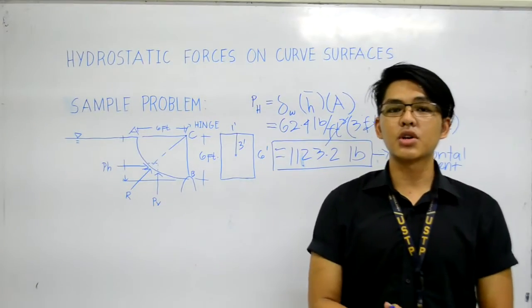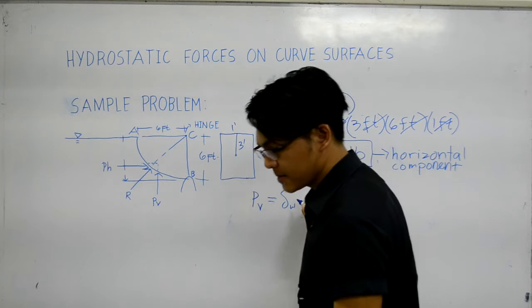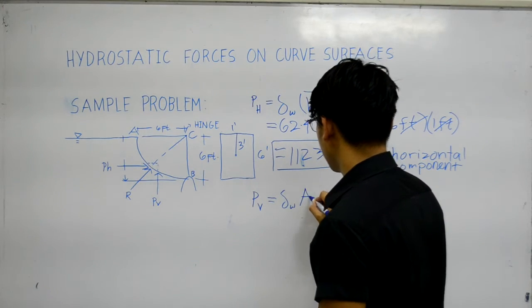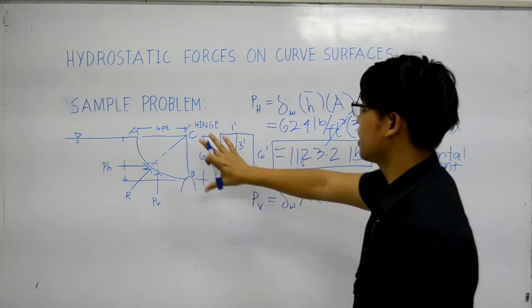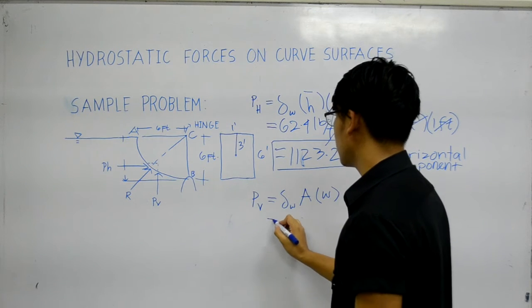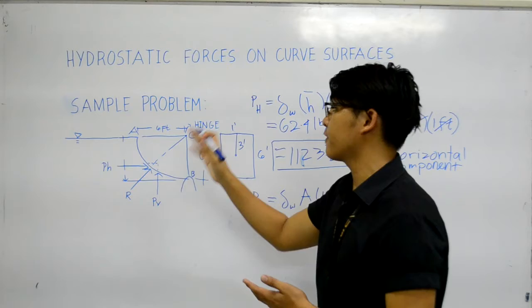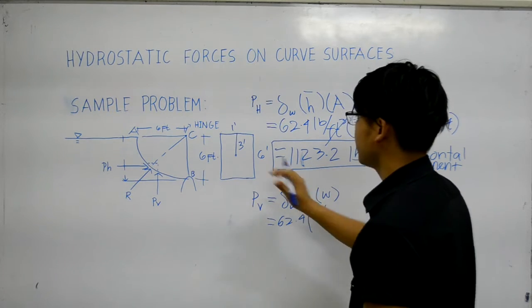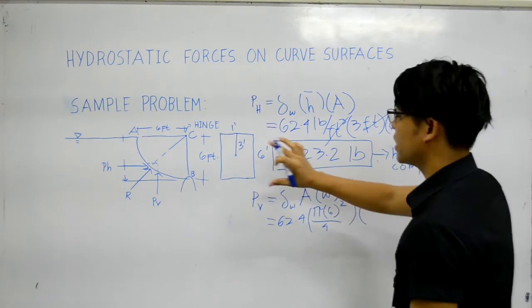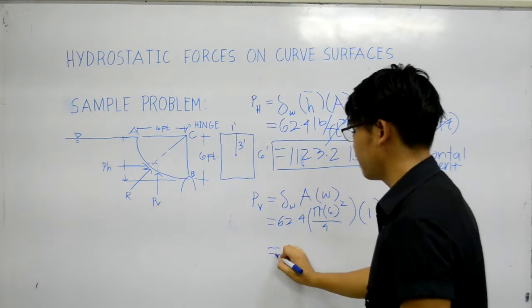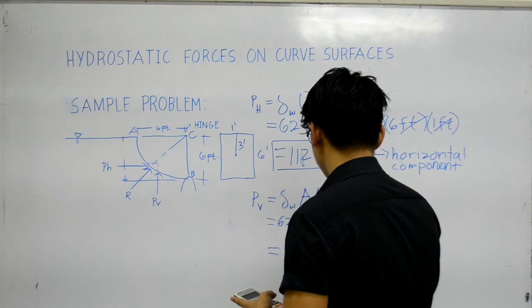Next is the vertical component. To find the vertical component of the resultant force, it is given by the unit weight of the water times the area of the curved surface, and then times the width of the object. So the unit weight of the water again is 62.4, times the area of the curved surface. Since the area of a circle is pi d squared over 4, so pi times 6 squared over 4, divided by 4 because it is a quarter circle, times the width, which is the 1 strip, times 1. So plug that into our calculator and we will get 1,764 pounds.